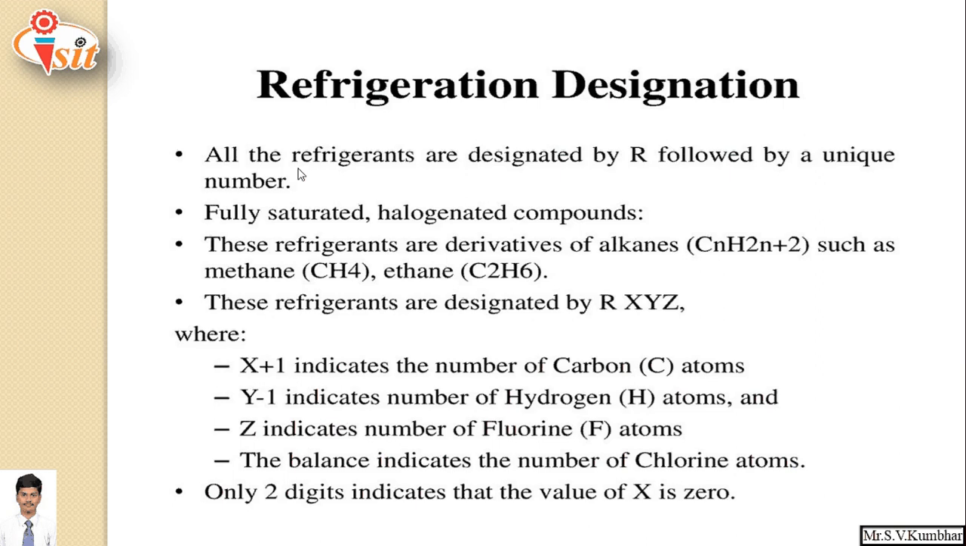Fully saturated halogenated compounds. The refrigerants are derived from alkanes, that is CnH2n+2, such as methane, ethane, etc. The refrigerant is designated as RXYZ, where X plus 1 indicates the number of carbon atoms, Y minus 1 indicates the number of hydrogen atoms, and Z indicates the number of fluorine atoms. The balance indicates the number of chlorine atoms. Only two digits indicates the value of X is 0. For example, R12 means that the value of X is 0, meaning the carbon digit is absent.